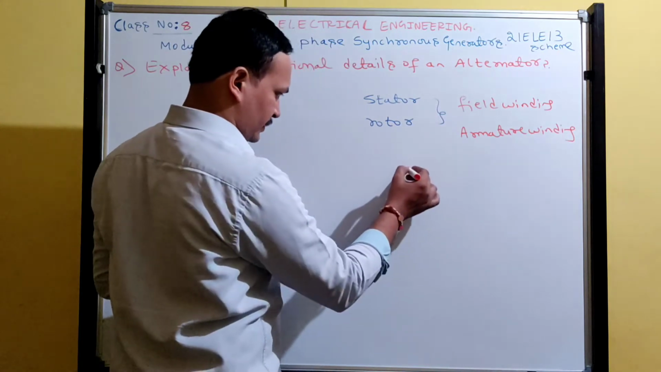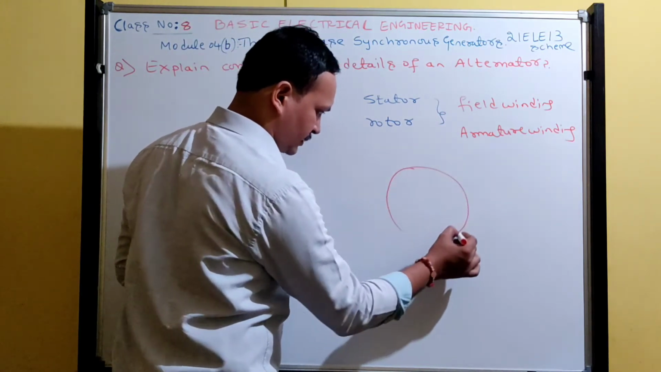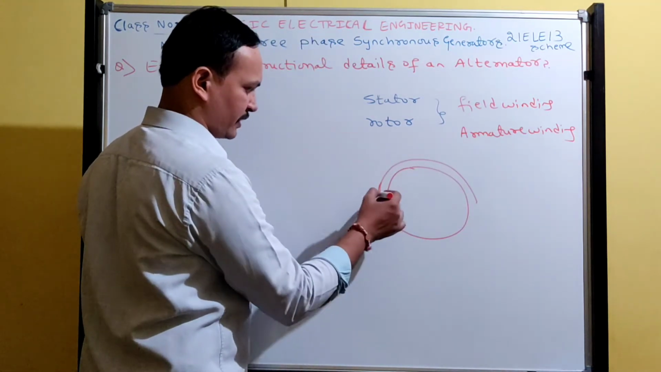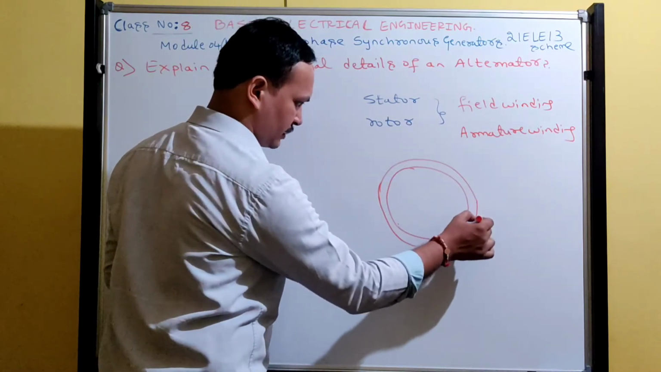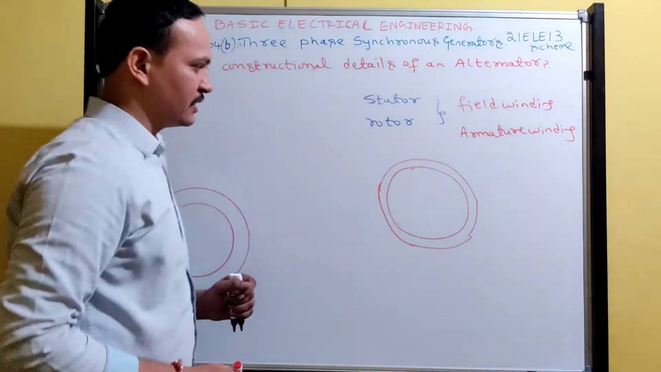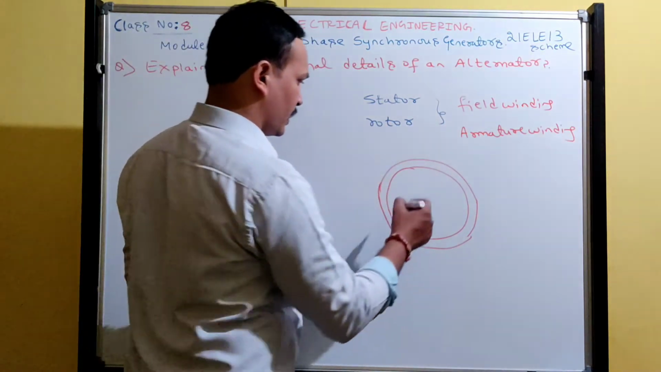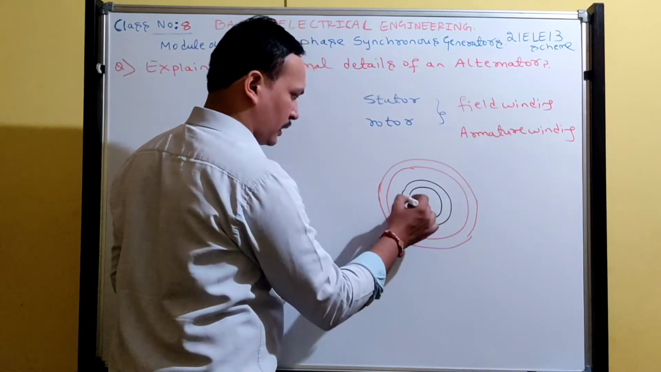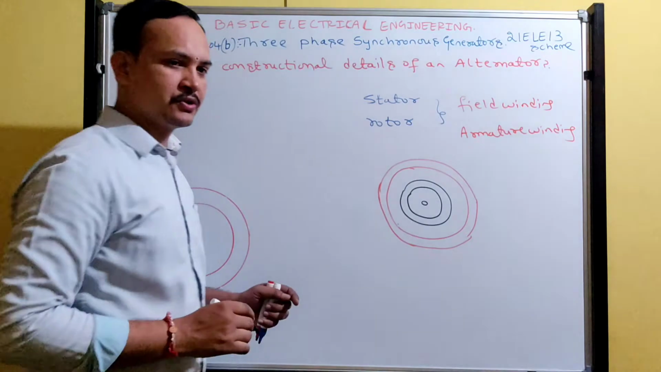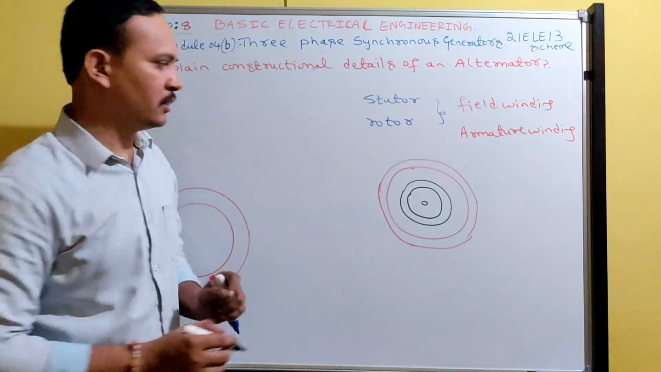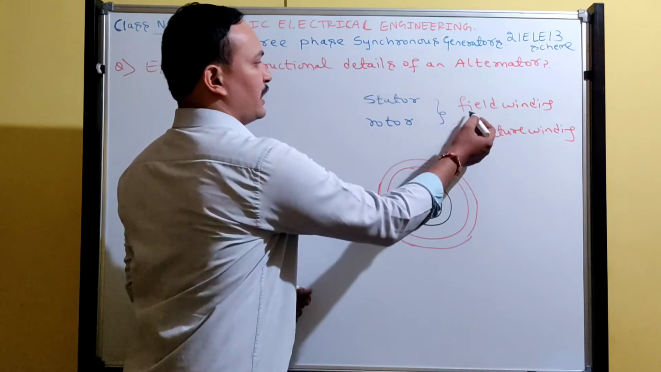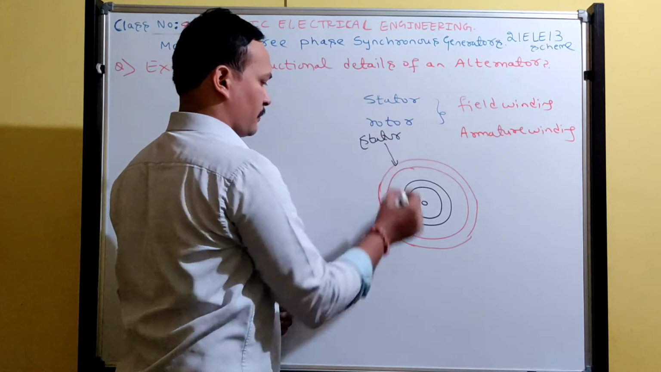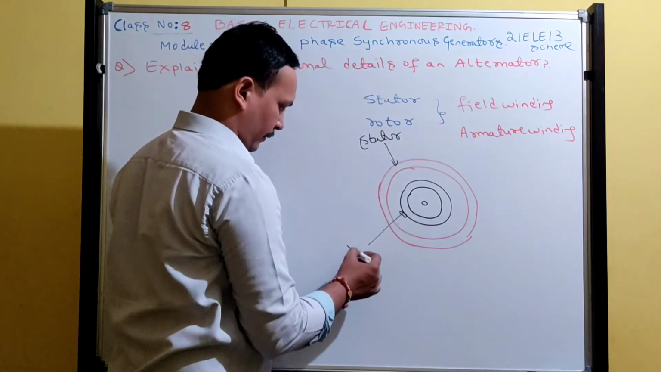See, let me write like this. The stator will be like a circumferential distance. Almost all electrical machines will be in this type of construction, in a rotating structure. So this you can consider as the stator. Now the rotor I will write inside. This rotor will always be mounted on the shaft. This center circle is called the shaft. The outer circle is the stator and the inner circle is the rotor.